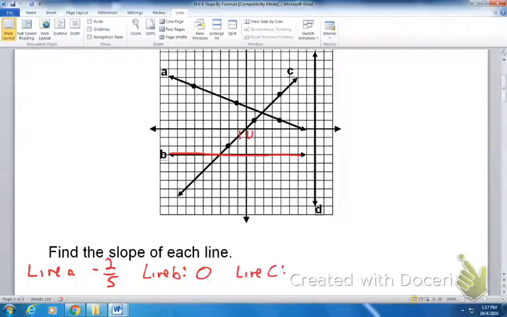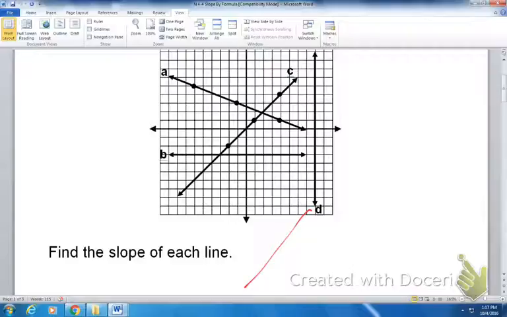Now I have line C. Undo. Did I just delete that? I'm sorry, I'll rewrite it for you. I have that line A is negative 2 over 5, and line B was 0.